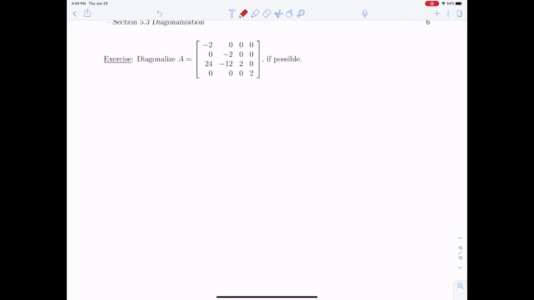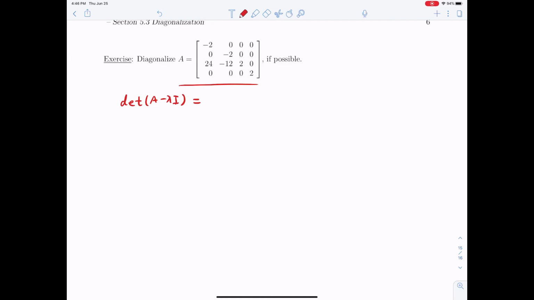So let's pause the video and verify whether the given 4x4 matrix is diagonalizable. And if possible, diagonalize the given matrix. Okay, so how do we begin with this problem? Basically, you want to begin with the characteristic equation. So we have to solve the determinant of A minus lambda I equals 0.